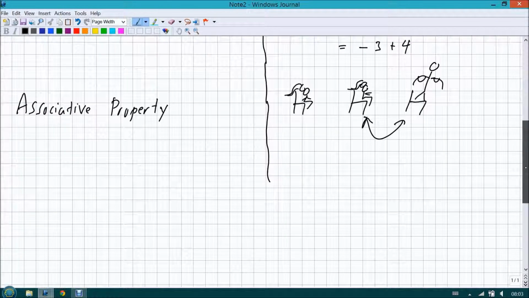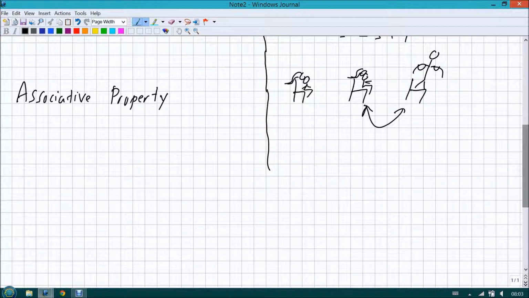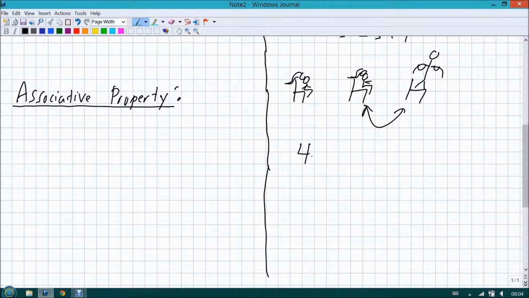Now, what does this have to do with numbers? Well, it's the same thing. The numbers allow you to associate different numbers of the same operation. So for the associative property, a numerical example would be something like 4 plus 2 and then minus 3. Now, if you'll notice, these two are associated with each other, just like in the example above that the girl in the middle and the girl in the back were associating with each other.